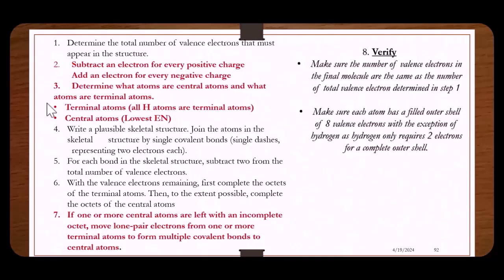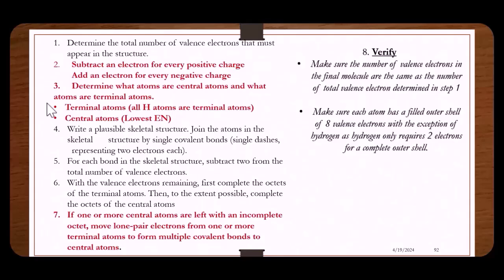Number 5, for each bond in the skeletal structure, subtract 2 valence electrons from the total number of valence electrons. Number 6, with the valence electrons remaining, first complete the octet of the terminal atoms. Then, to the extent possible, complete the octet of the central atoms. Number 7, if one or more central atoms are left with an incomplete octet, move lone pair electrons from one or more of the terminal atoms to form multiple covalent bonds to the central atoms.